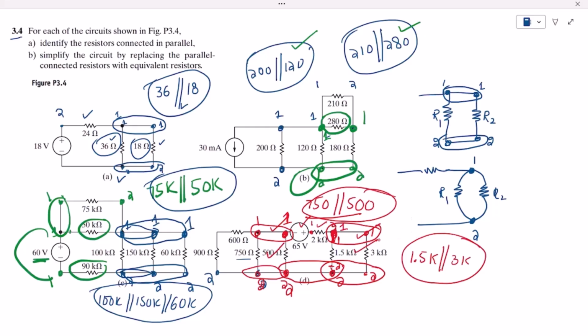Okay, so that's it for today, in which we have seen the parallel combinations and how to find out which resistors are in parallel with each other.